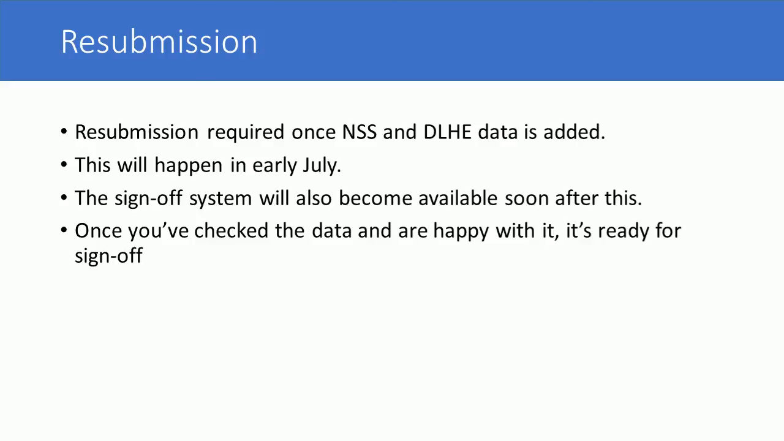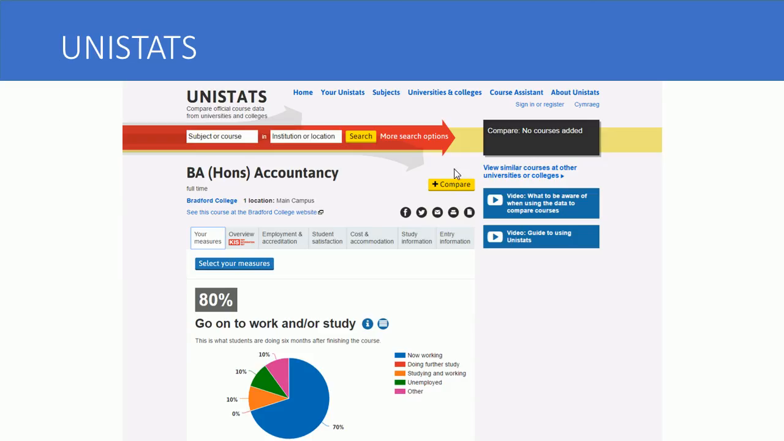So once everything has been submitted and signed off by the head of institution in time for the deadline, the results will be published on the Unistats website, where prospective students can view information such as this on screen about the course that they're interested in and compare it to similar courses and hopefully help them in their decision. And now George is going to take you through some of the most frequently asked questions.